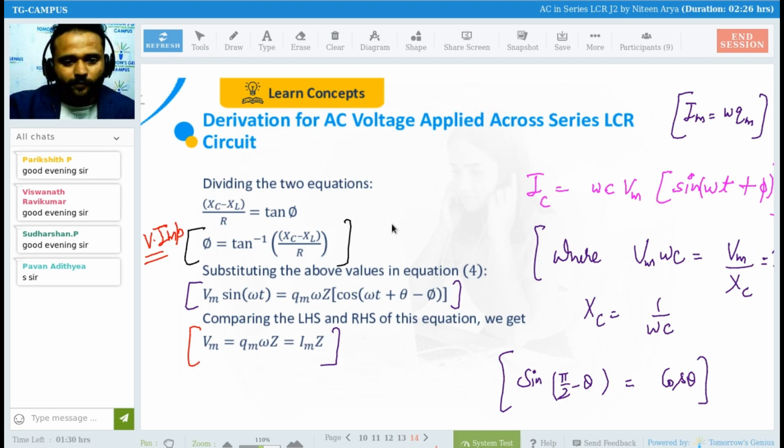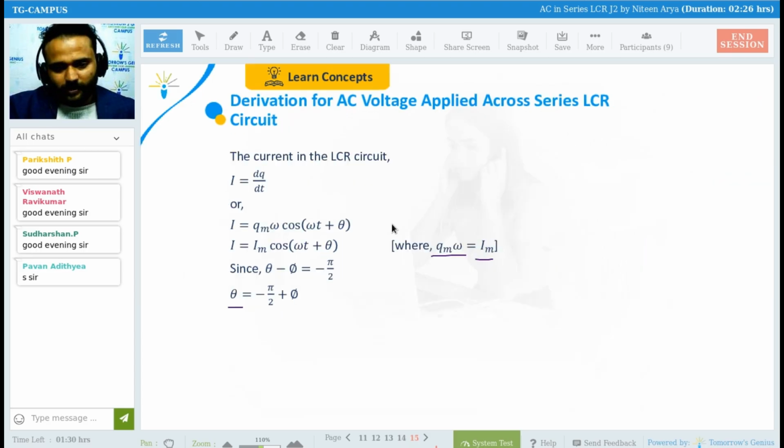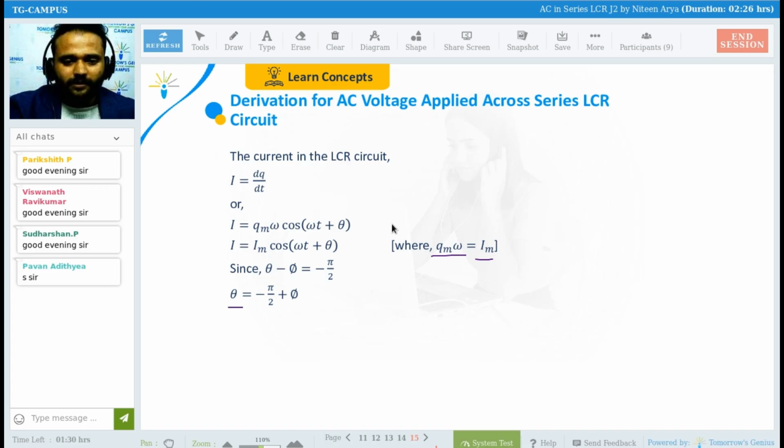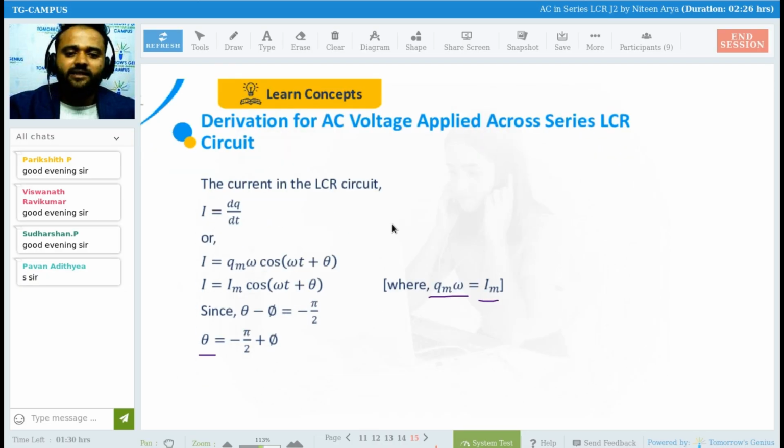Dividing the whole equation, from the previous one, first of all we find phi only, tan inverse of this, and put it in equation 4. So V equals Vm sin omega t, then just equating the LHS and RHS. Then when we find Qm, I equals dq by dt, and then I equals Qm omega cos omega t plus this, and then again rearranging the formulas.